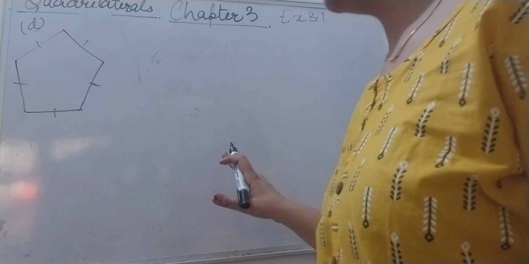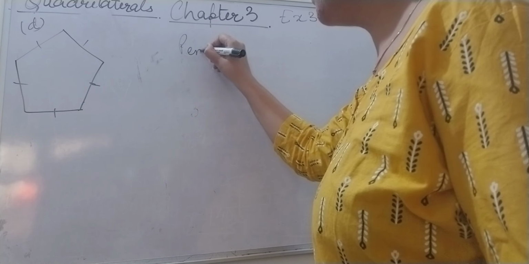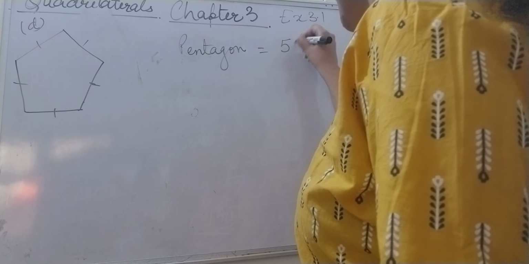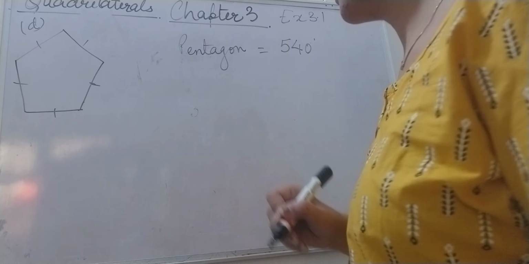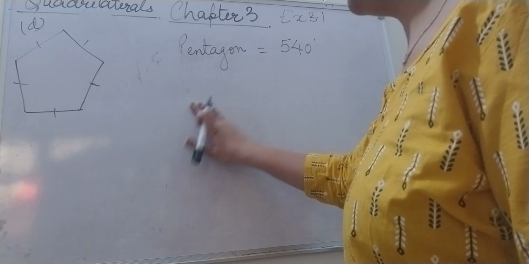Next figure is a pentagon. 1, 2, 3, 4, 5. It's a pentagon. So the angle sum property will be 540 degrees. Angle sum property is 540 degrees.